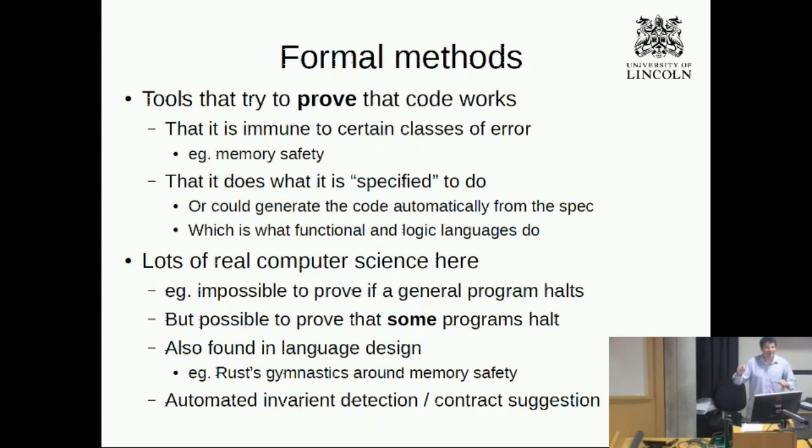So you can't do that with testing, because in a test you can only test a finite number of cases. If you prove it, this has got to work for all possible inputs. We sometimes say for all by writing a big upside down letter A. That means for all inputs.